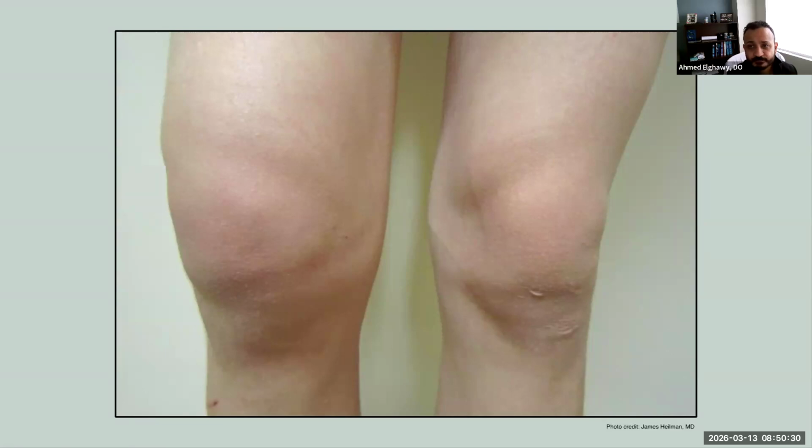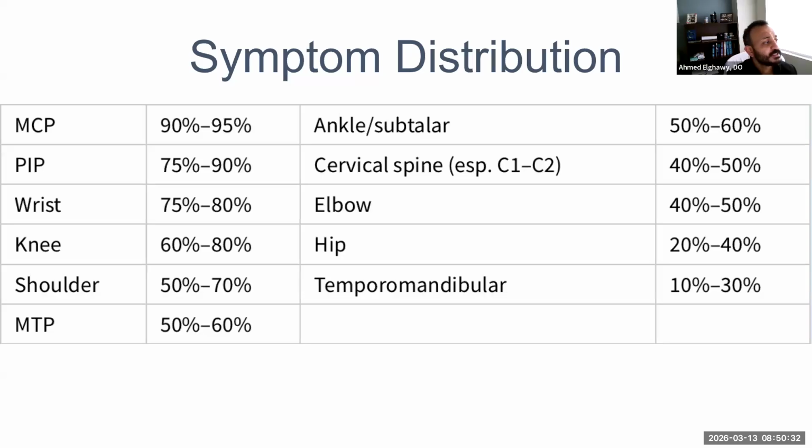So like I was saying before, the distribution of symptoms typically likes to affect the small joints, the MCPs, the PIPs, the wrists. You can get involvement of the shoulders. Once you start getting into the hips, you see a lot less involvement. You can even see temporomandibular involvement in certain cases.